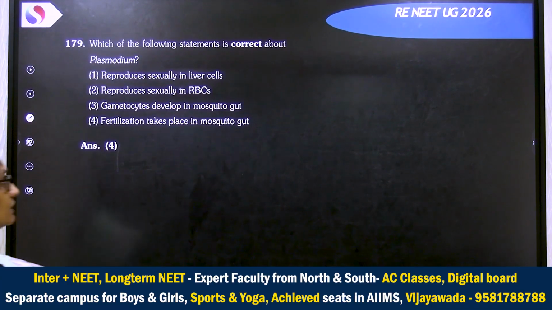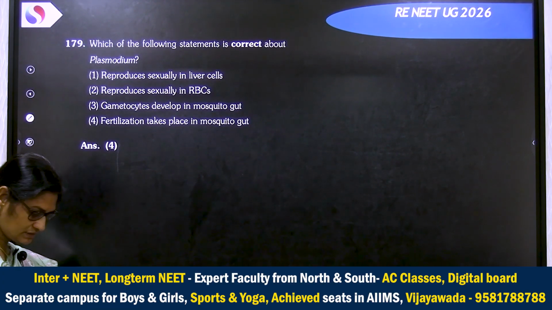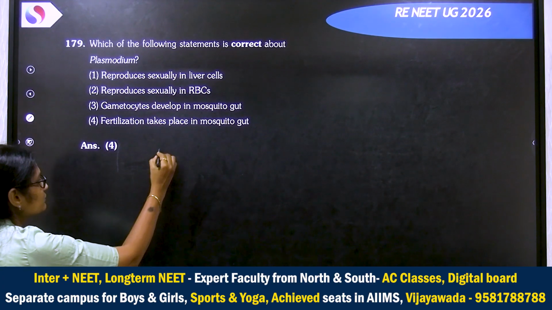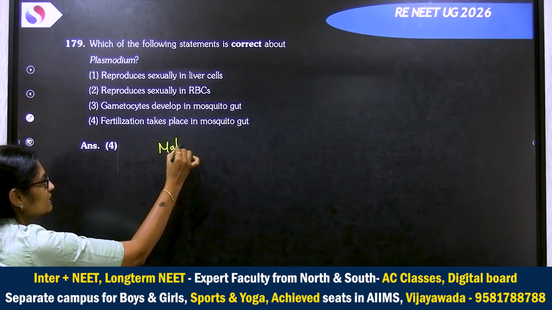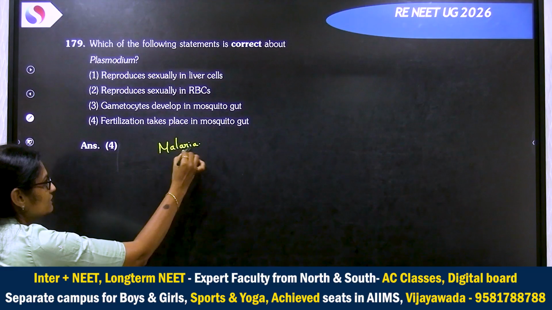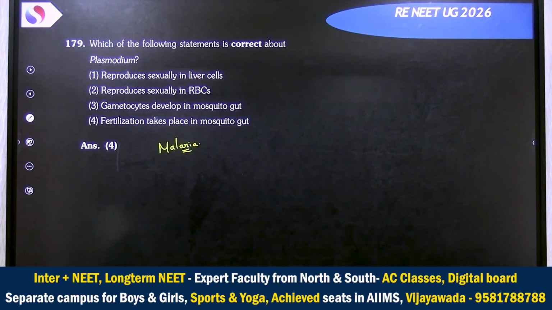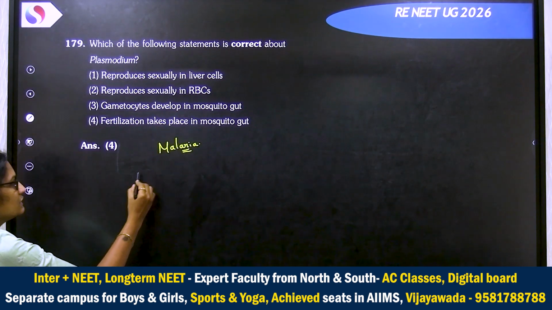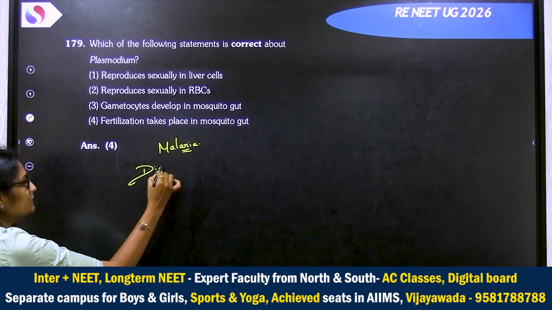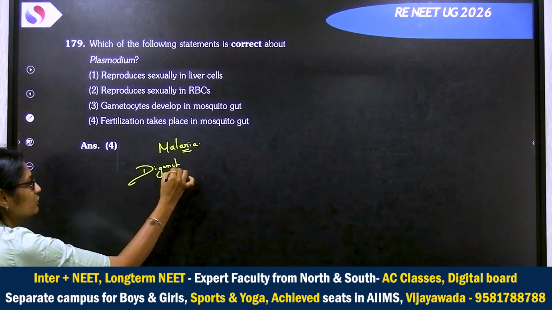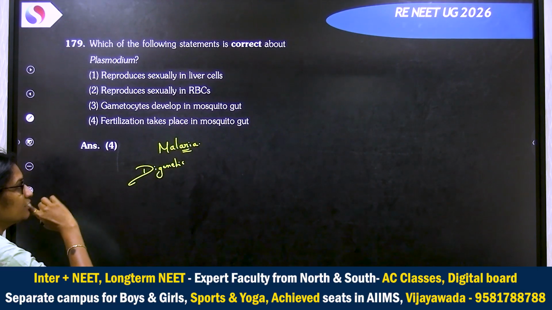Which of the following statements is correct about Plasmodium? It is from human health and disease. Plasmodium is the one which is responsible to cause the disease called malaria. Malaria is caused by Plasmodium. It would have been caused by Plasmodium vivax, Plasmodium falciparum, isn't it? So malaria needs how many hosts, in the sense 2 hosts. So it is a digenetic parasite. It needs 2 hosts, hence we call it a digenetic parasite.